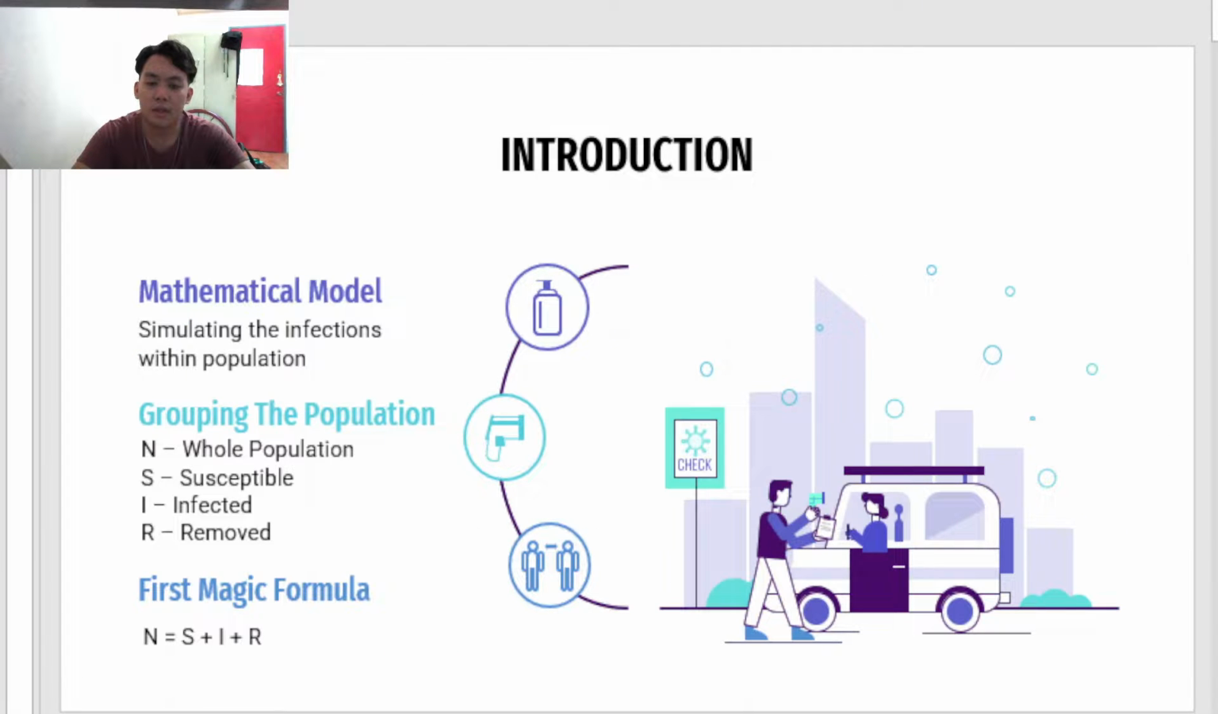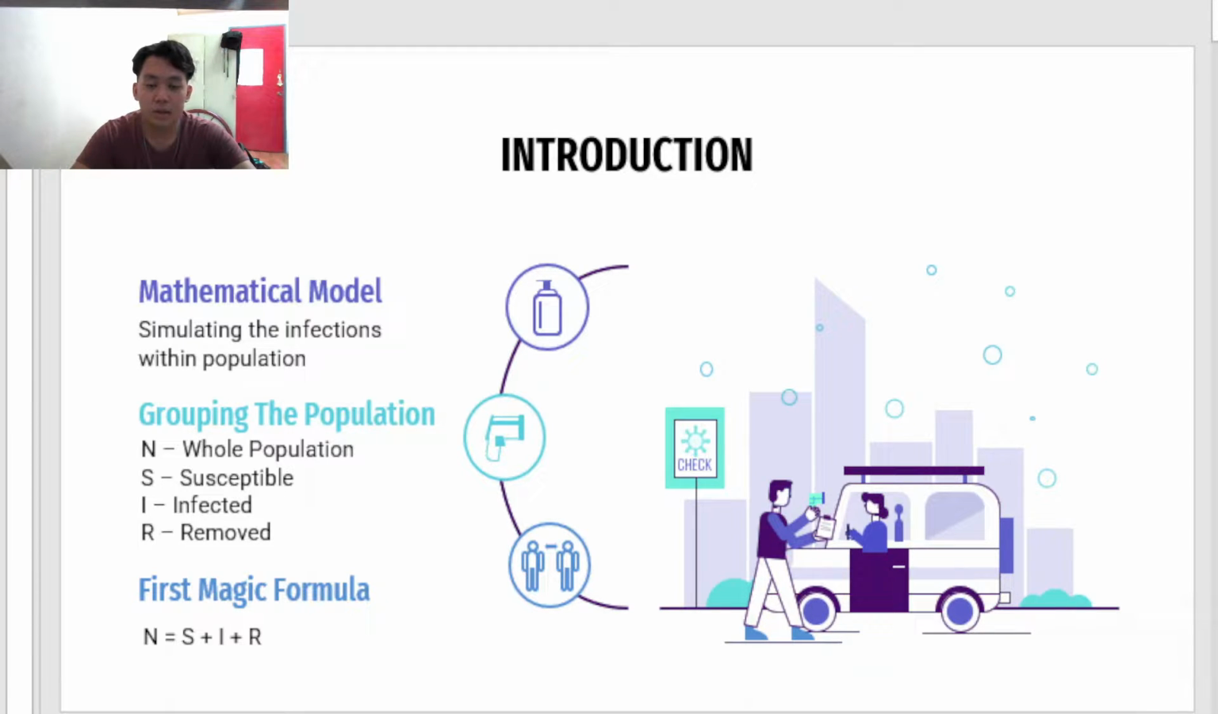Moving on to our introduction. In this writing, there will be a mathematical model that we need so that we can use this mathematical model to simulate the infections within the population. And in this model, we need to group the population into three groups. Basically, the whole population will be denoted as N, where it represents the population of people, whereas more part of it is infected with the virus.